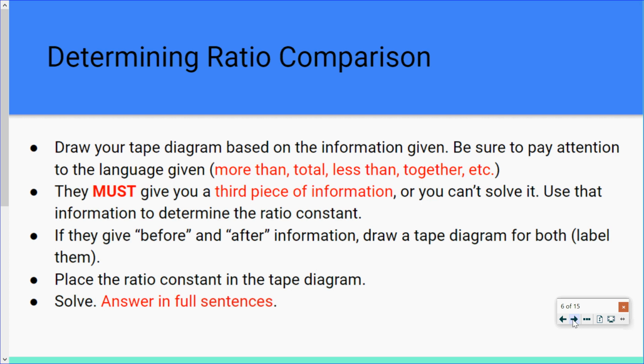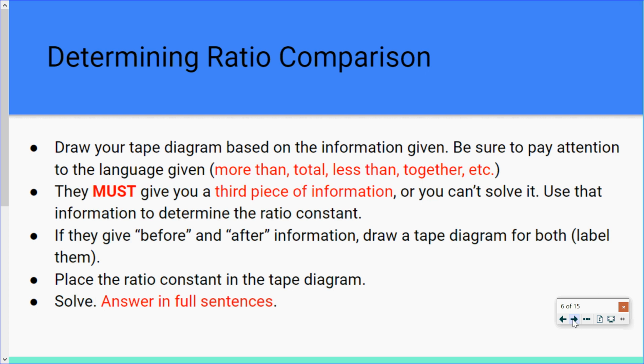When we're determining a ratio comparison, the very first thing we need to do is draw the tape diagram. Base it on the information they've given you. You're going to need to make sure you pay attention to the language. Some key phrases, stuff like more than, total, less than, together, stuff like that. Those are the key words that are going to tell you which parts of my tape diagram I'm actually looking at. So if I look at more than, I'm actually only looking at the piece where one tape diagram is bigger than the other. The part where it's the same doesn't matter.